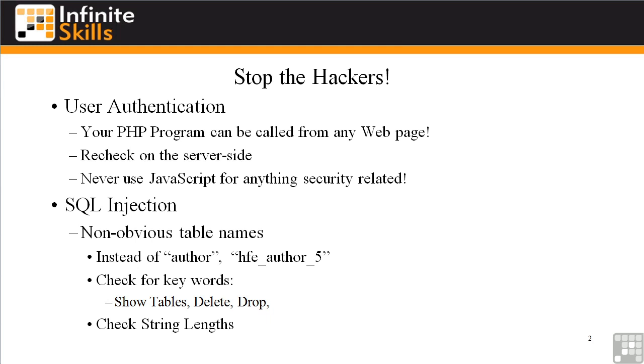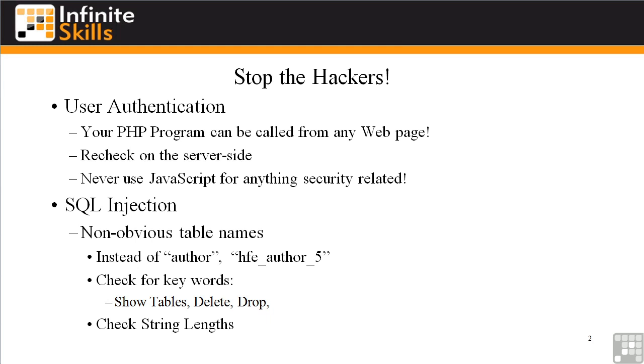I've done some research on it, and there's some very complicated things you can do. But there's also some very simple things you can do to at least keep out the most casual users. For one, don't use obvious table names. We've been using things like author in our database. Well, call it something like HFE_author_5. Have some sort of prefix and suffix system that will help make it non-obvious to guess the table names.